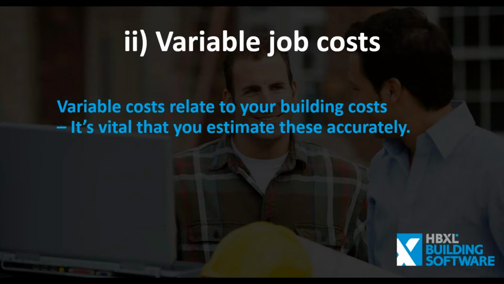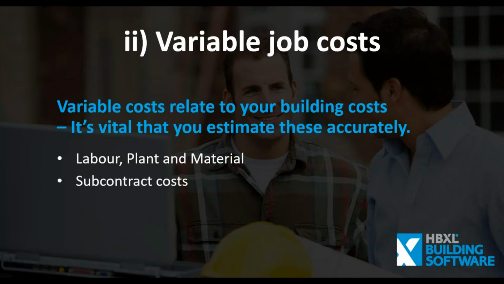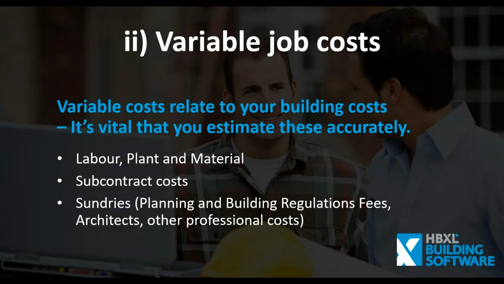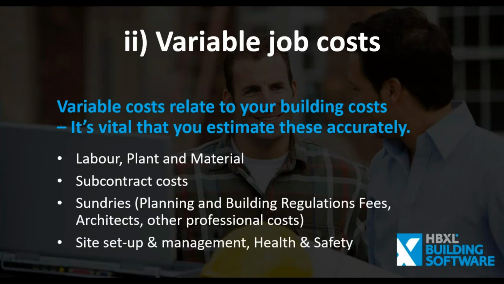Variable costs. These are the costs of doing the actual building work, and it's incredibly important that you calculate these accurately. This is why HBXL is so important. A few percentage points under costed may not sound like much, but at the end of the year, it can mean the difference between making a profit and working for nothing. These are some of the main areas you need to consider, as well as your parking permits, your waste removal and so on, labour, subcontract costs, your sundries, site setup and management, health and safety and so on.